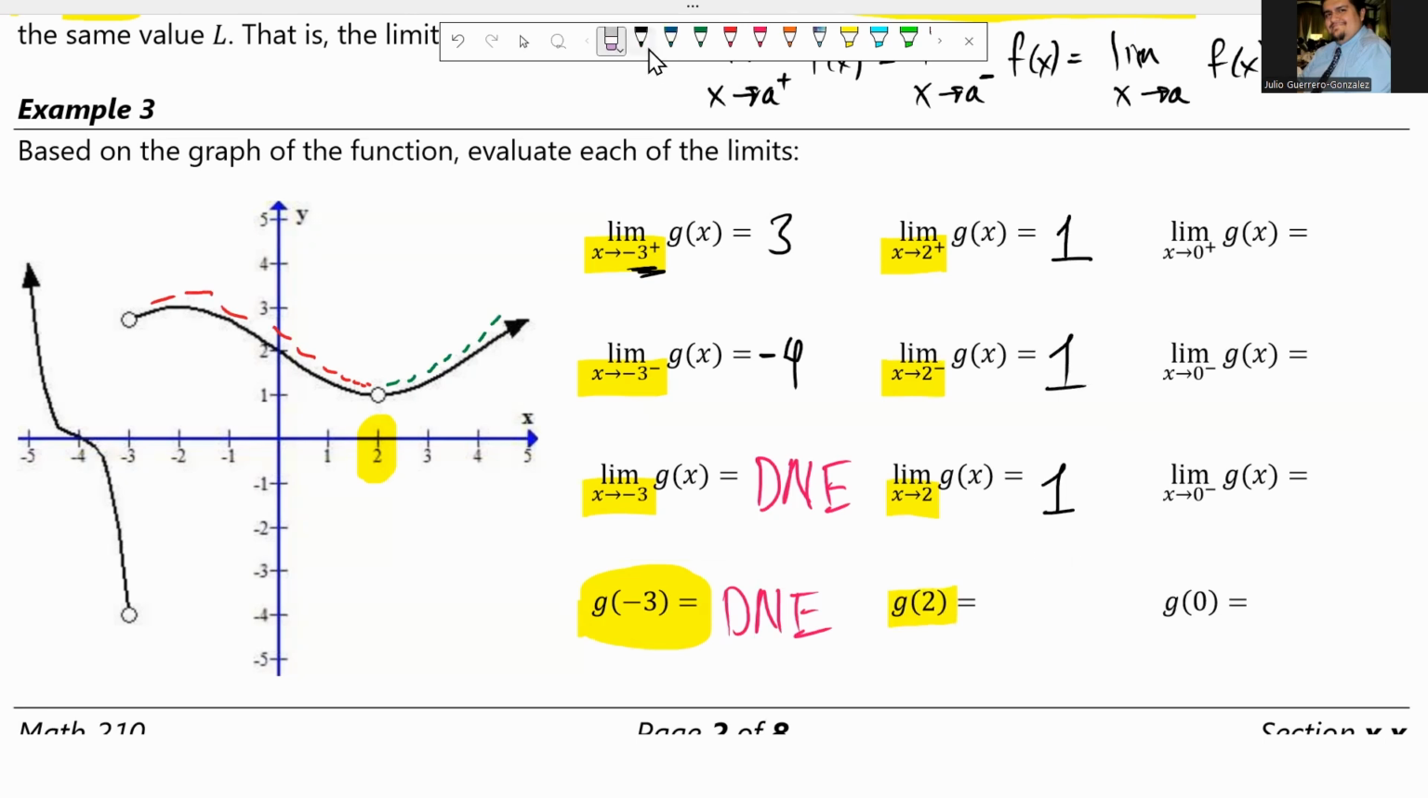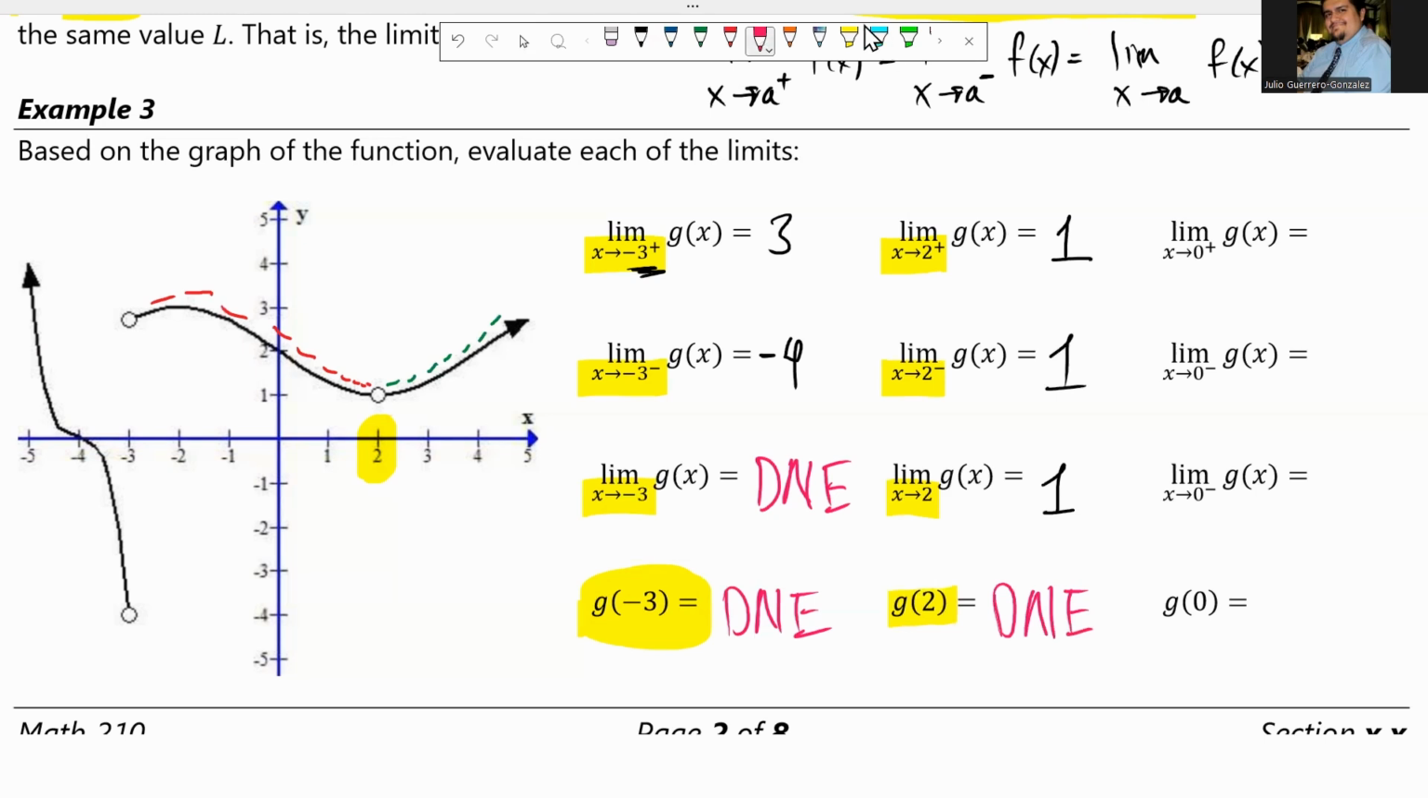It just so happens, right? You guys see this open circle, right? We know what that means. It means that our function is not defined there. So in this case, g of 2 does not exist. So our function at this point in particular does not exist. Okay? So take this as an example where a function does not exist, but it can approach a value, much like example 1 that we just covered.